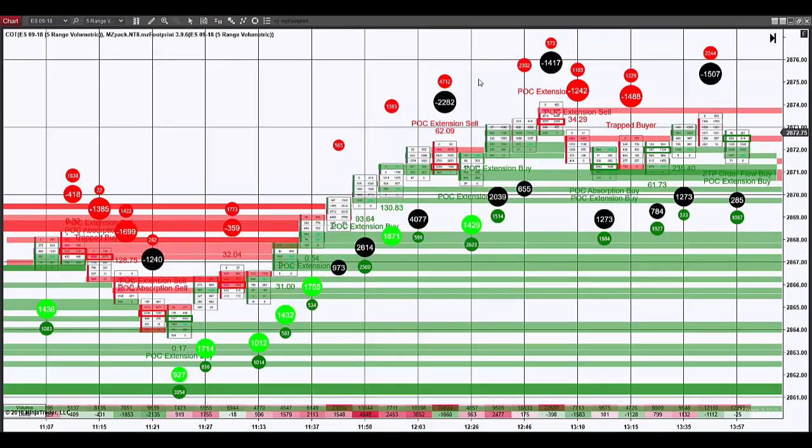As you can see here, the POC extension developed on extremely high volume, and it also developed with an extremely high delta strength number. All of these would be good indications that the trade should probably be considered to have been taken off. What ends up happening though is, as price trades down, we trade into a POC extension buy, and the price does trade up to 2874 when another POC extension sell signal is given.